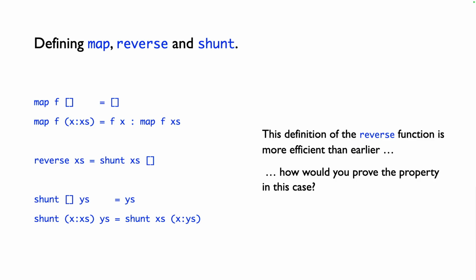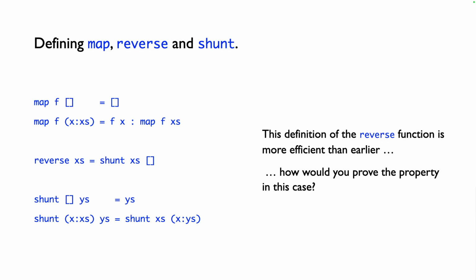Now we can prove a similar property here, but we have to think a little bit harder about how we define that. Because reverse is a particular case of shunt, the case where the second argument is empty, we might want to prove that an arbitrary shunt has the same, if you map a shunt of x's and y's, that's the same as shunting the map of x's and y's. So whether you map before or after the shunt, you get the same result. And we can prove that.